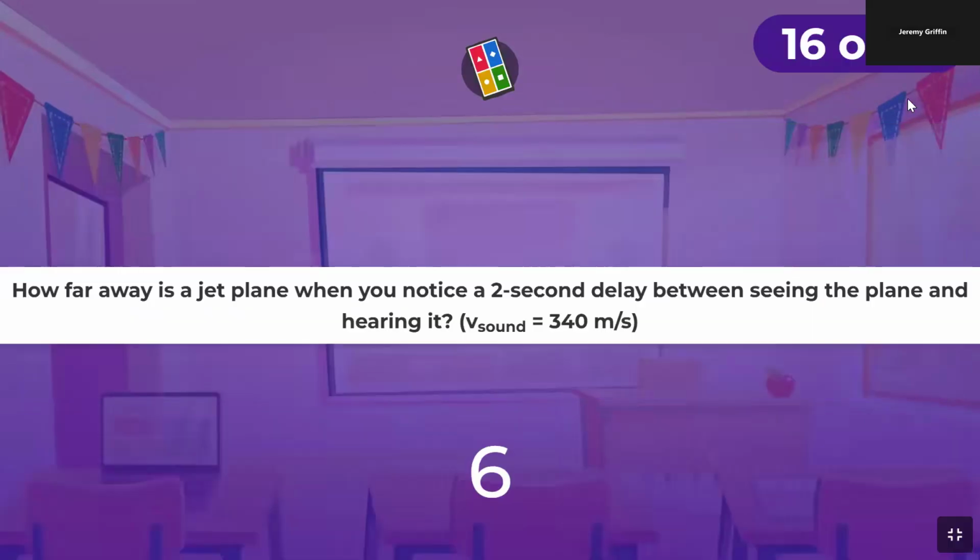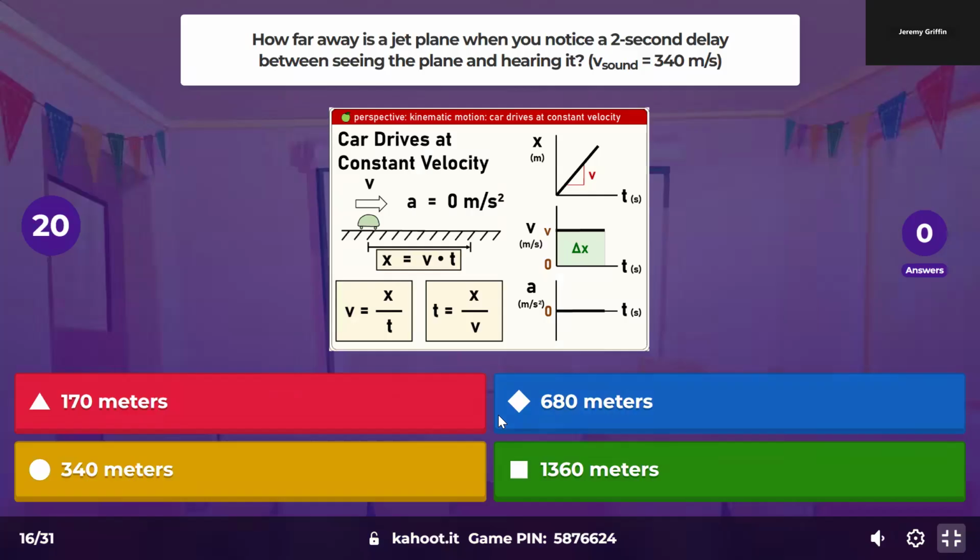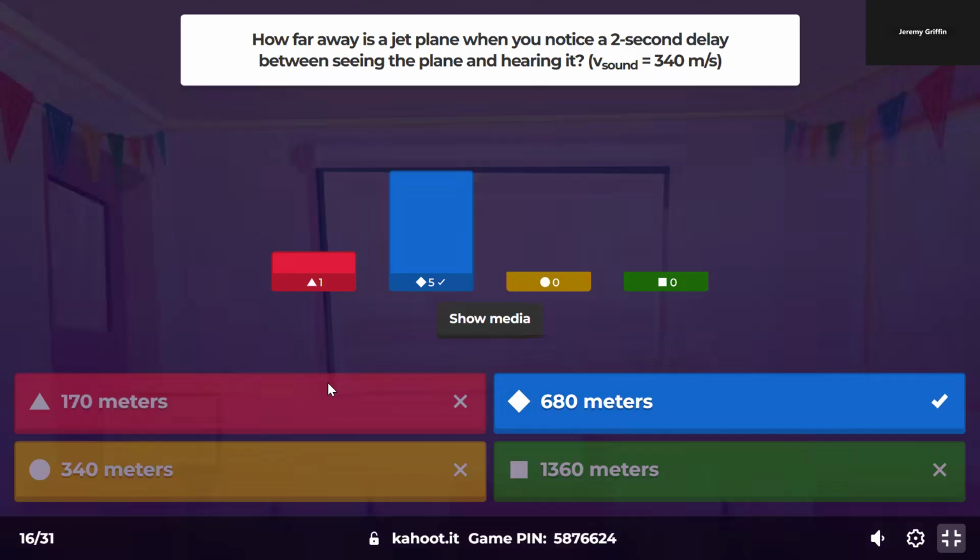How far away is a jet plane when you notice a 2 second delay between seeing the plane and hearing it? There's the speed of sound. 2 second delay. Can you guys go x equals vt? Distance equals speed times time? All right, there you go.